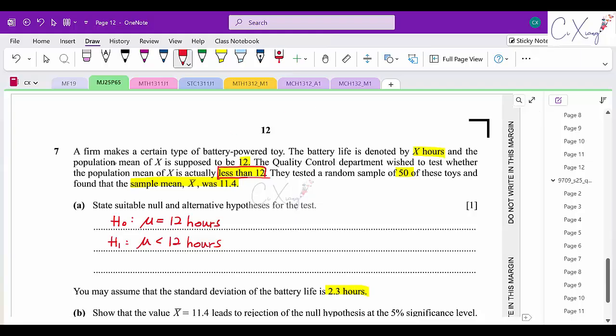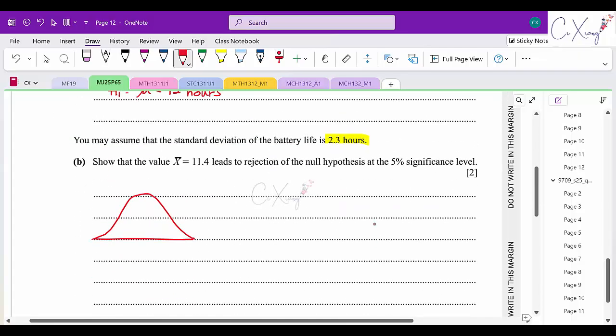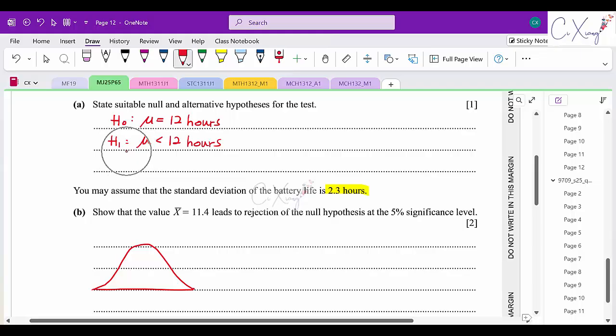They didn't mention that the population is normal, but since the sample size is large, by using the central limit theorem, we can assume that it is normally distributed. Right, then after that, we are having alternative hypothesis mu less than 12. Therefore, I know that my rejection region is on the left. And how big is the area of the rejection region? It is the significance level 5%, so 0.05, and this will be 0.95.